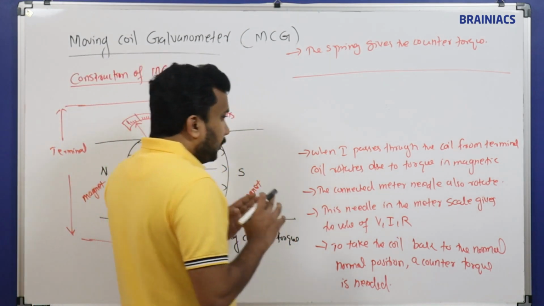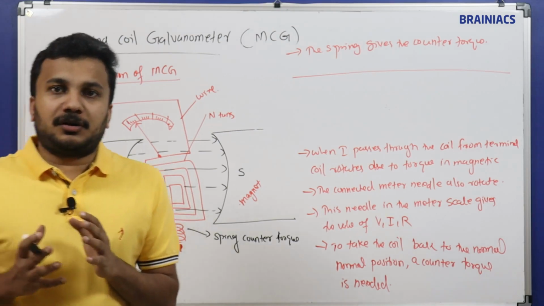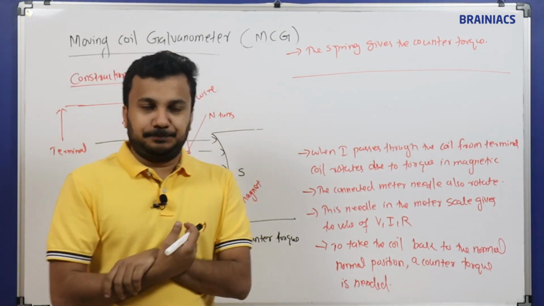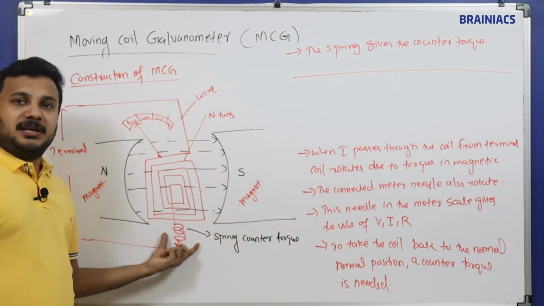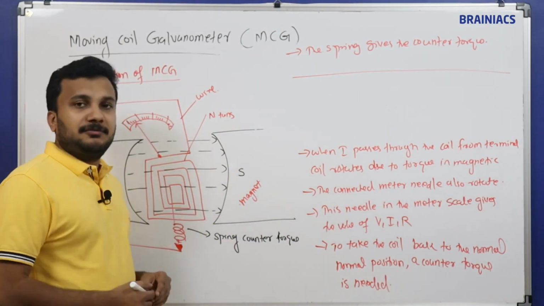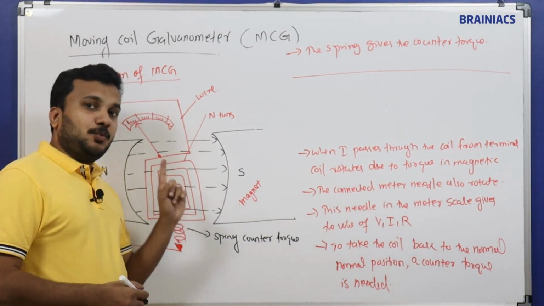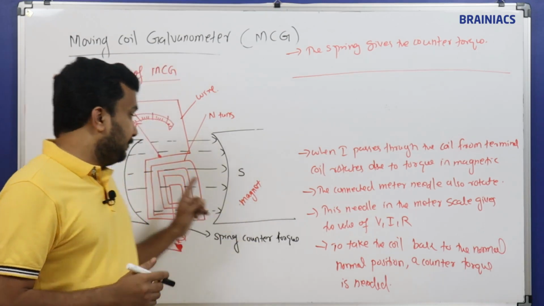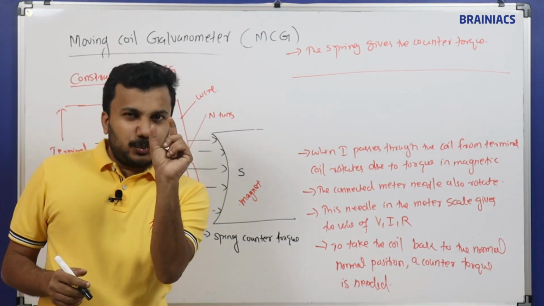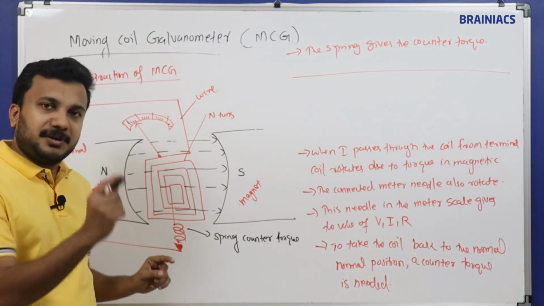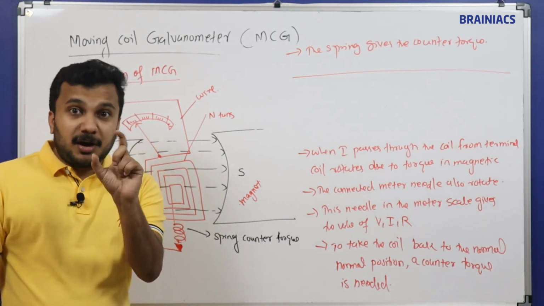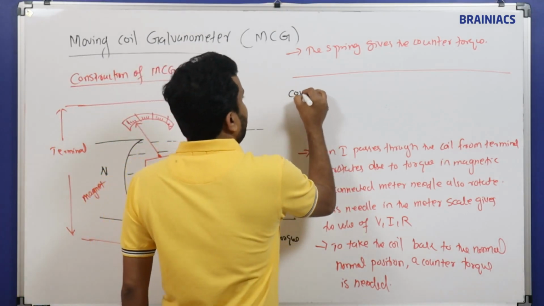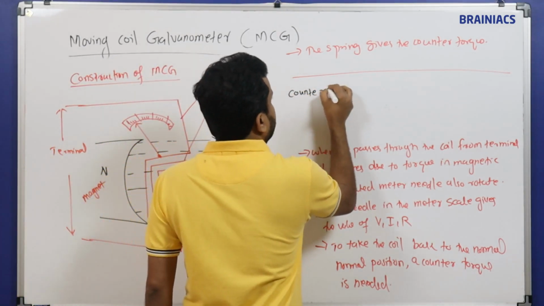So the value of torque depends upon how much angle it is rotated. I told you this spring will give a counter torque. Suppose the coil is rotated by 1 degree, which means it is rotated very small, then this spring will give a small torque. So I will write the next point.